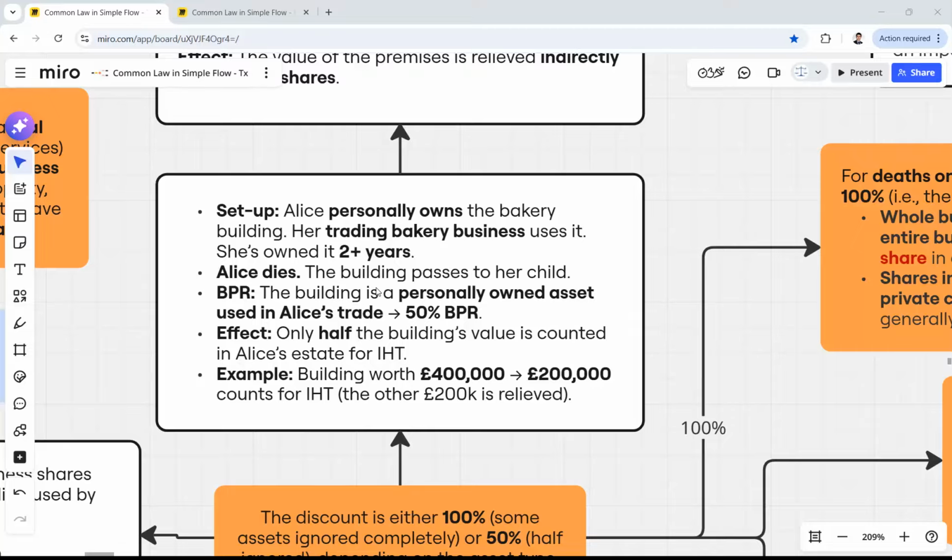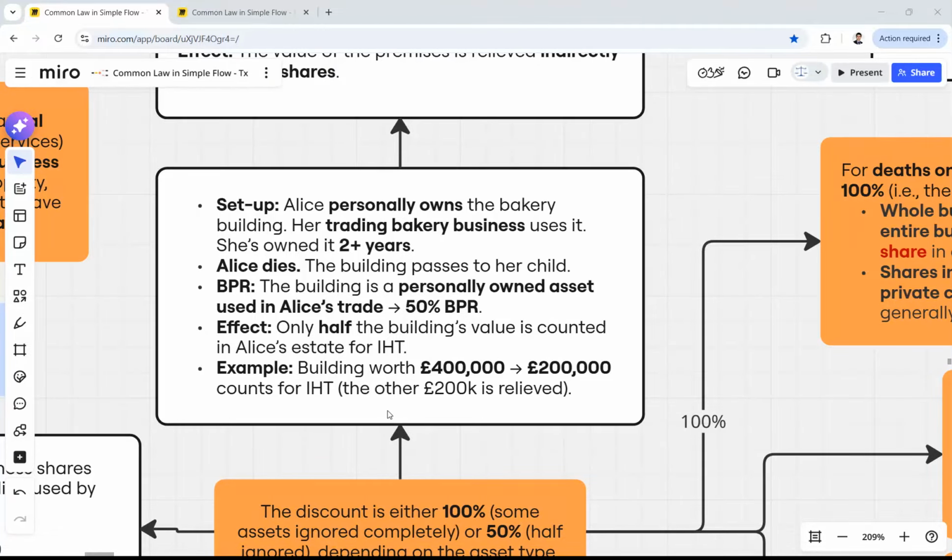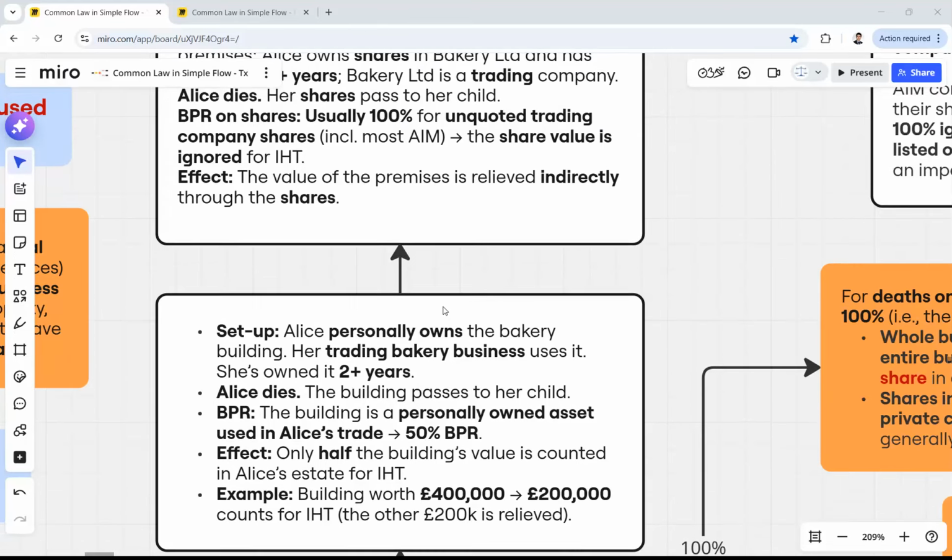If it was used by a third-party bakery and it wasn't Alice's bakery, then it wouldn't get any business property relief. But in this case, since Alice was using the building with the bakery business that she owned, it's 50% business property relief. Only half the building's value is counted in Alice's estate for inheritance tax. So a building worth 400,000 now counts as 200,000 pounds for inheritance tax.